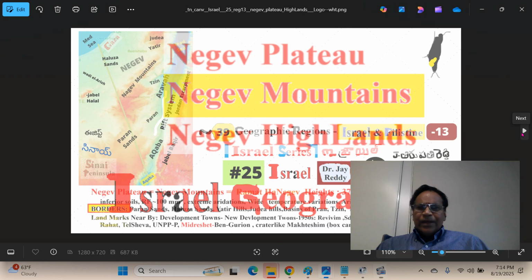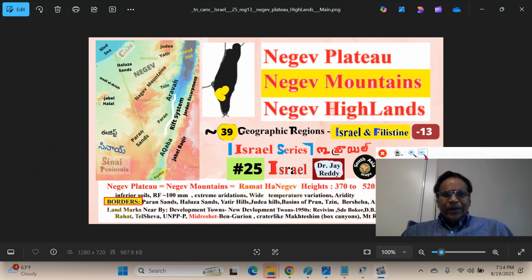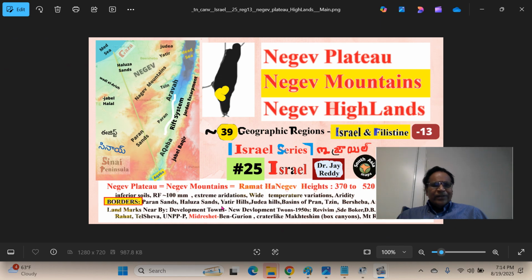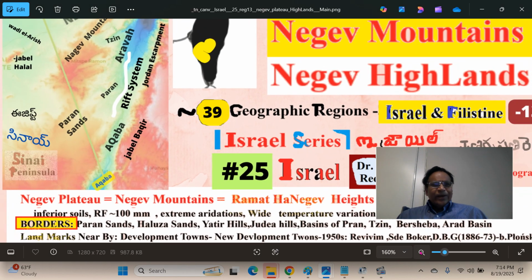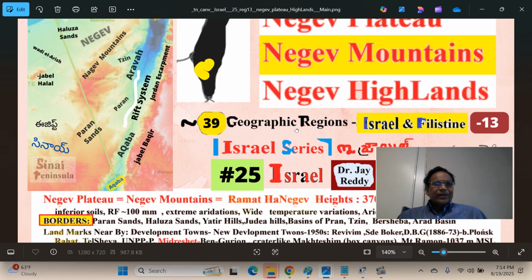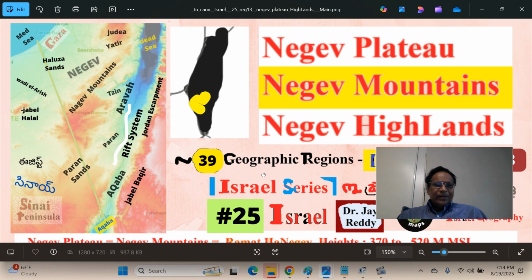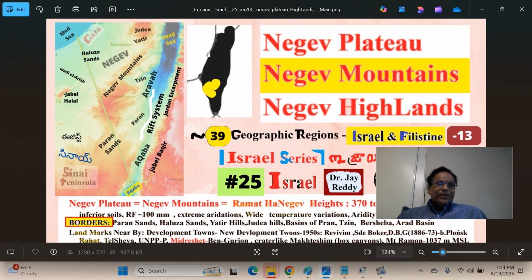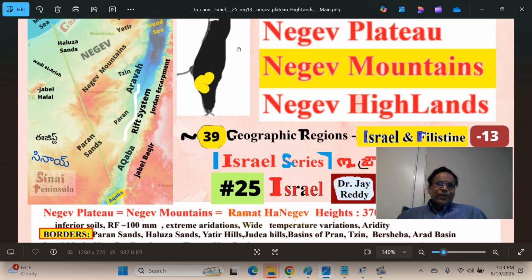This slide is the same as the one before. We look at the region first, then we will explain what I have written here. So we have Israel here. This yellow part is what broadly we are looking at today, the yellow blob.